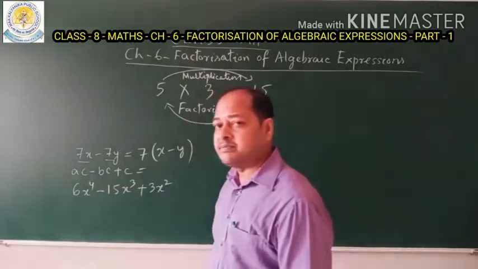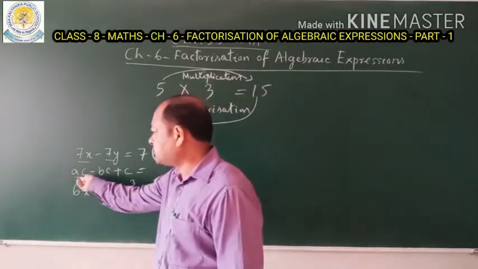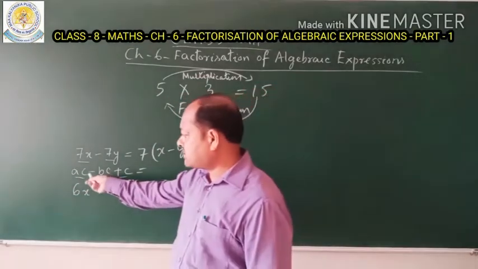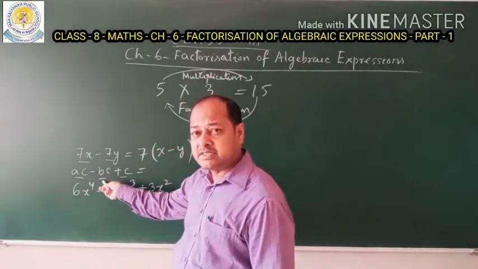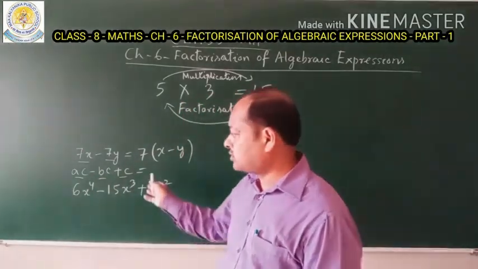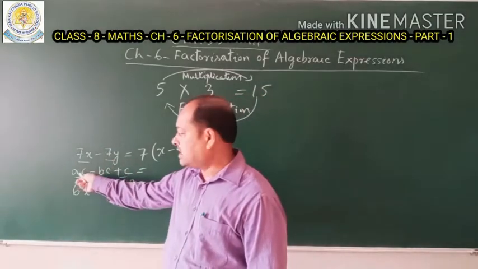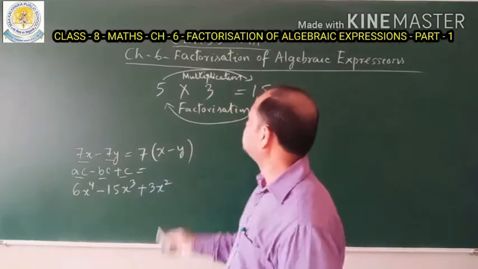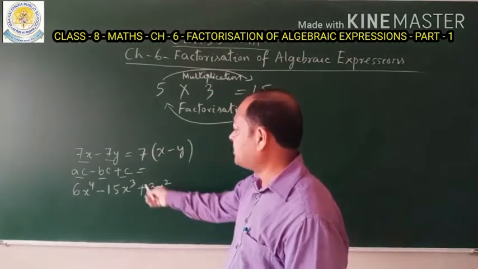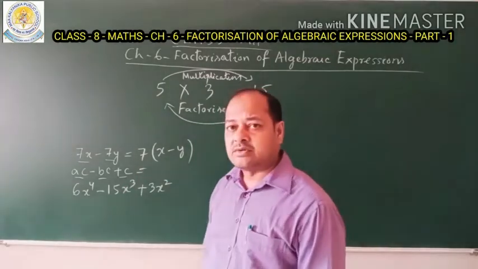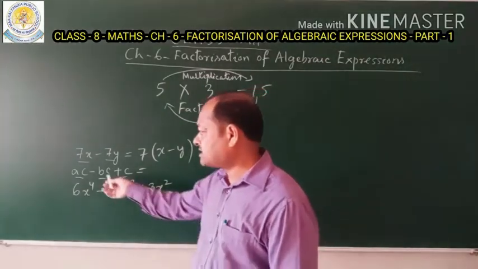So look at more examples here. AC minus BC plus C. Here three terms are there in this algebraic expression. Look at the first term, AC. Here AC means A into C. And BC means B into C. And C means C into 1, we can say. So in every term, we are getting the factor C.